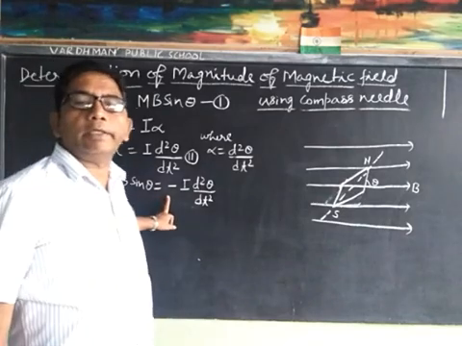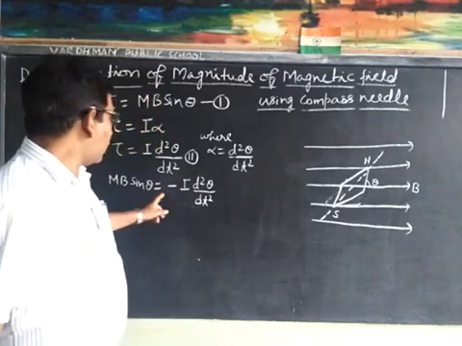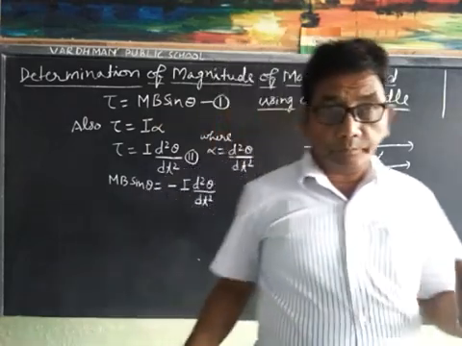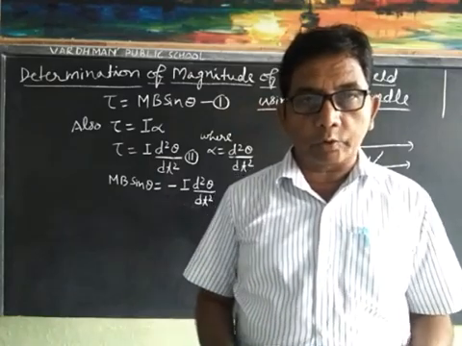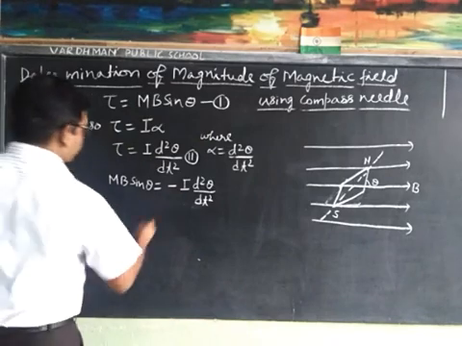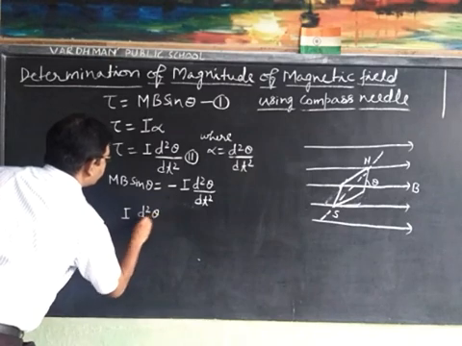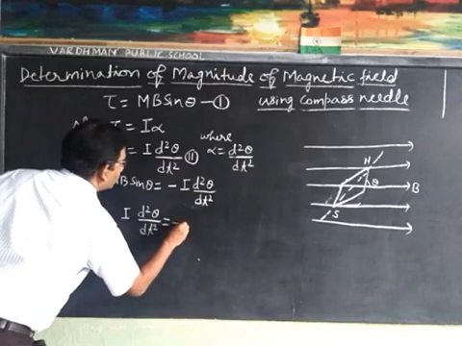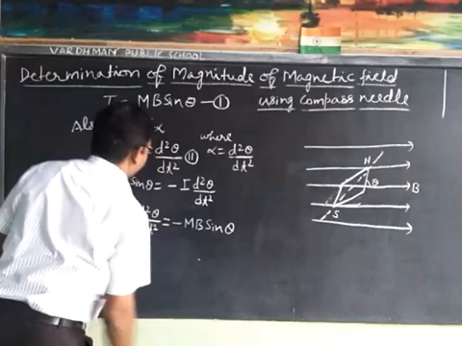Here the negative sign shows that the torque acts opposite to the direction of displacement. We can also write I d square theta upon dt square is equal to minus mB sin theta.